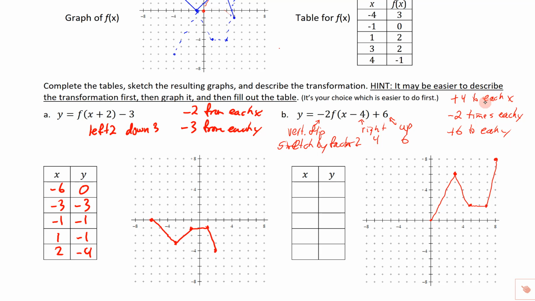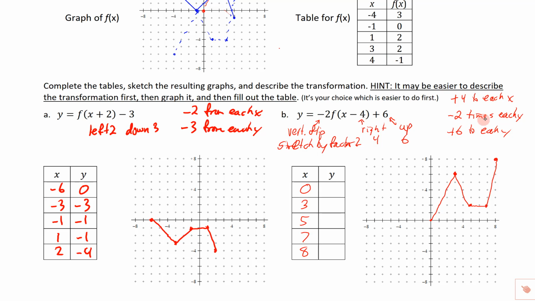Now, the only change we need to make with the x's is we just need to add 4 to them. So if we add 4 to negative 4, we get 0. So we'll mark a 0 down here. If we add 4 to this, we end up with 3. If we add 4 to 1, we end up with 5. If we add 4 to 3, we end up with 7. And if we add 4 to 4, we end up with 8.